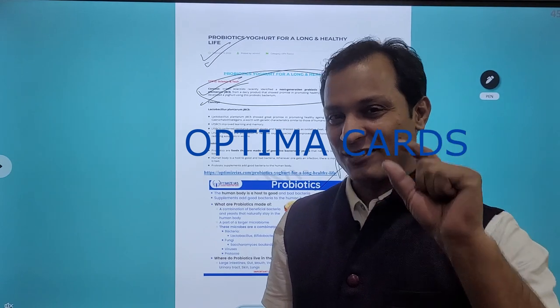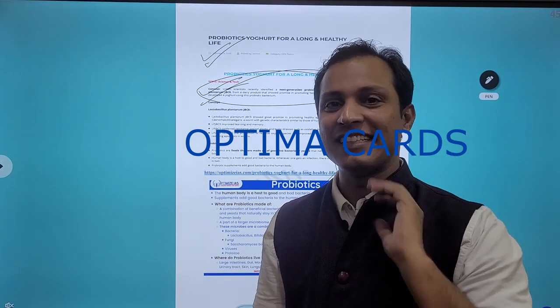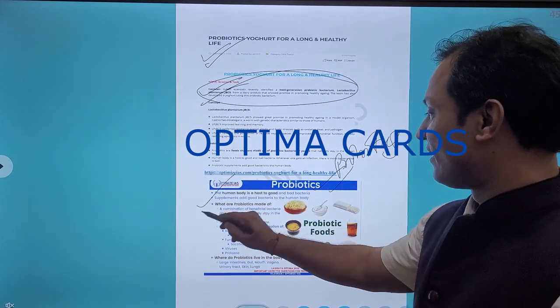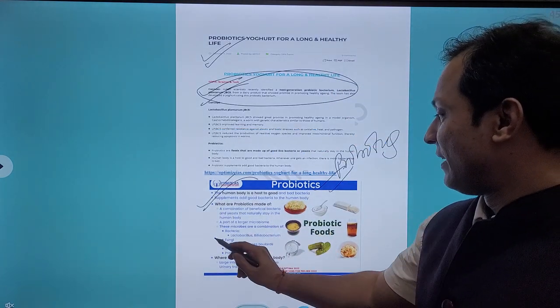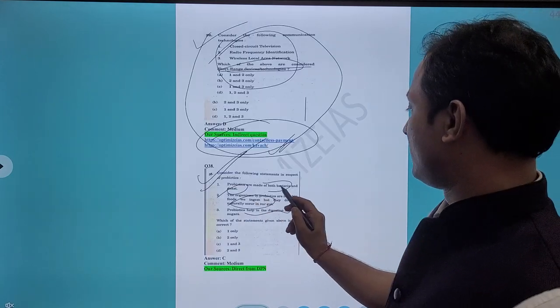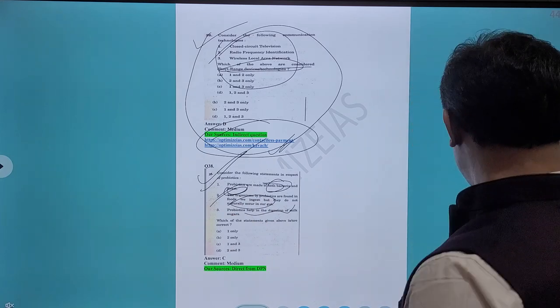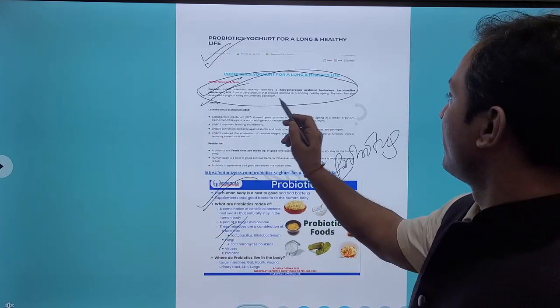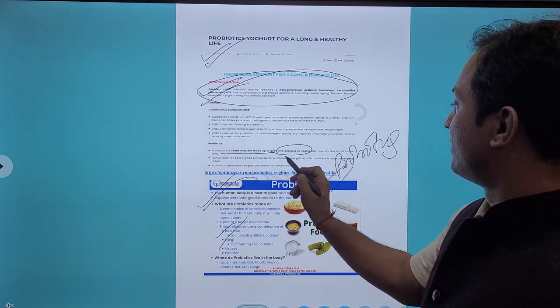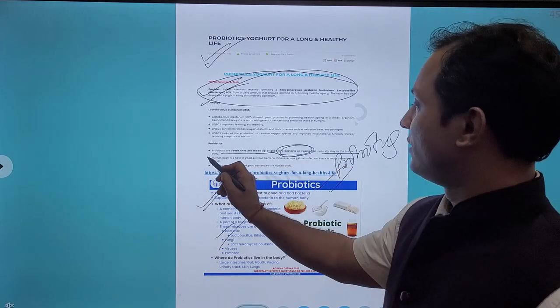I had given very limited cards on science and tech. At least I think I had given 30 cards. Out of the 30 cards, 10 questions directly came. You see it, probiotics directly, exactly, bacteria, fungi. You see the question, guys. You see there, bacteria, yeast. Exactly, you see this. Probiotics, bacteria and yeast, that naturally stay in the human body.